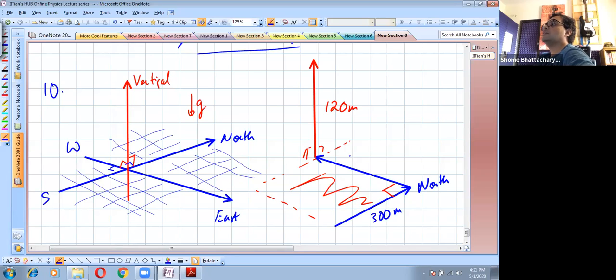Okay. And then this is 400 meters towards west. And then this is 1200 meters vertically upwards. Now it's very difficult to understand how we can join these two to get a straight line here.